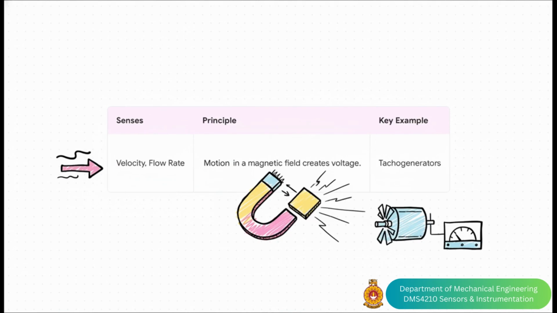Next on our list is electromagnetic transduction. Now, this one is a direct application of a famous physics principle, Faraday's law of induction. All it says is, if you move a conductor through a magnetic field, you generate a voltage. It's actually the exact reverse of how an electric motor works. A tachogenerator uses this to measure rotational speed. The faster it spins, the higher the voltage it puts out. It's a super simple, direct way to measure velocity.